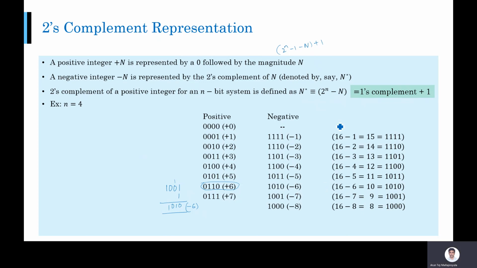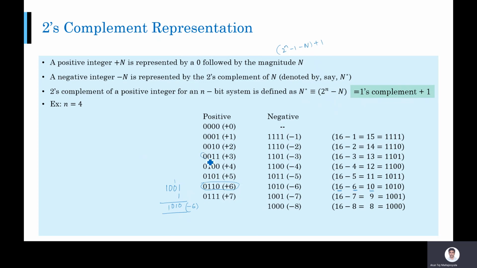Okay, what is the operation here? Operation is as we have defined 2 to the power of n minus n. So 16 minus 6, which is 10. 10 is nothing but 1, 0, 1, 0. All right, so 1, 0, 1, 0 is the 2's complement representation of minus 6.